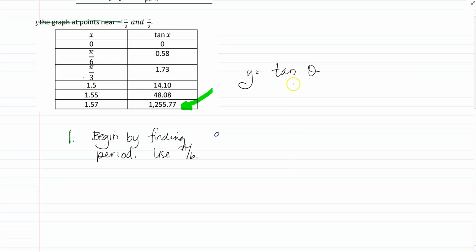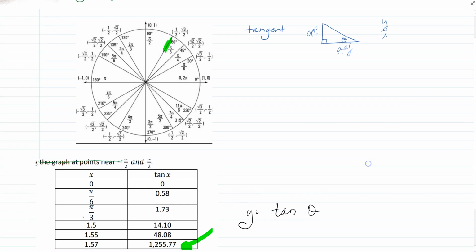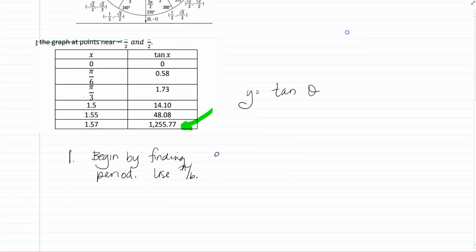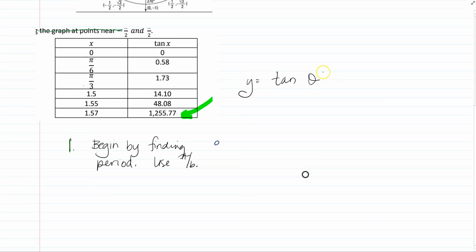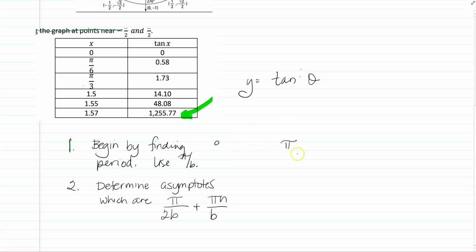Let's graph y is equal to tangent of theta. Now to do this, you begin by finding the period, just like you did before with cosine and sine, only this time you're going to use pi over b, and I'll show you why. Because a tangent is going to repeat itself every single pi. Here's a tangent, and then it just repeats itself. So I need you to just use pi over b to find your period. In this case, remember your b is a coefficient, so it's pi over 1. So in this case, it's pi. Okay, so I know that the period is pi.